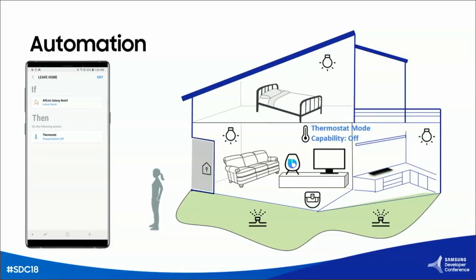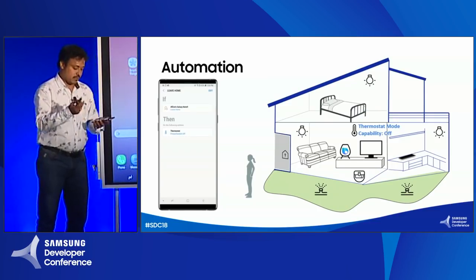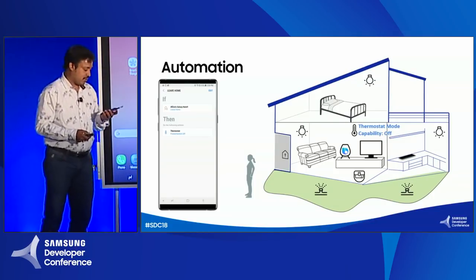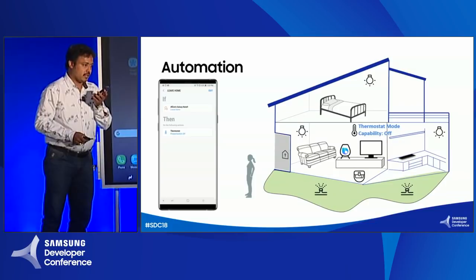Turn off TV when I leave home. Sure, I've saved the automation you created. So it creates an automation. Not only based on locations, as Joohwan mentioned, we can even create automations based on time. So we'll try some more examples on that. Turn on light at sunset.